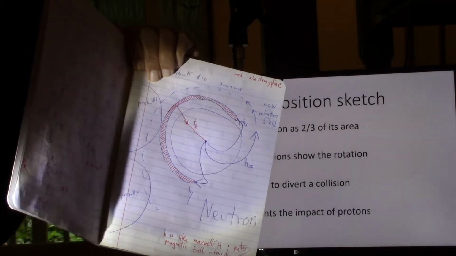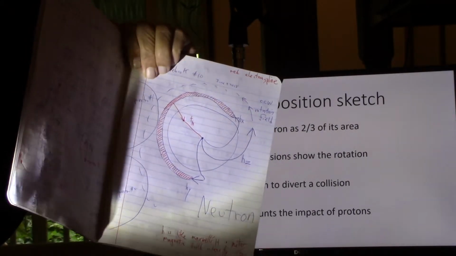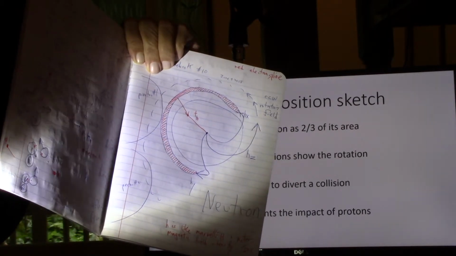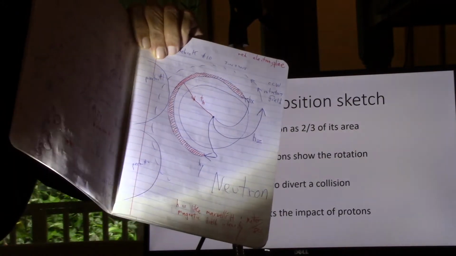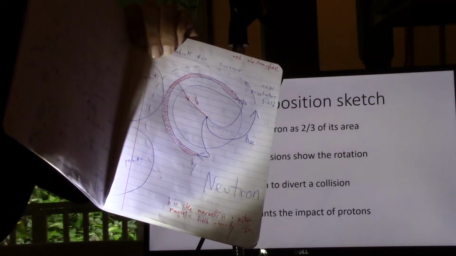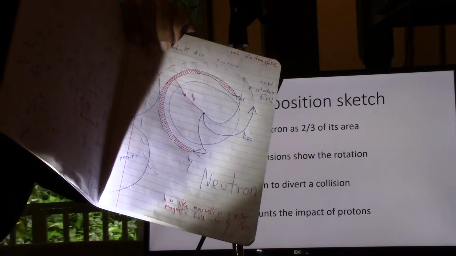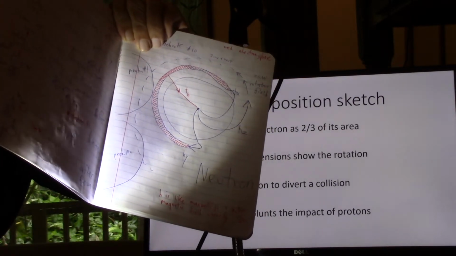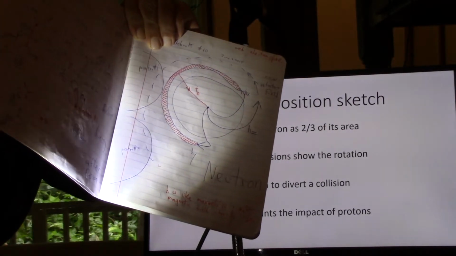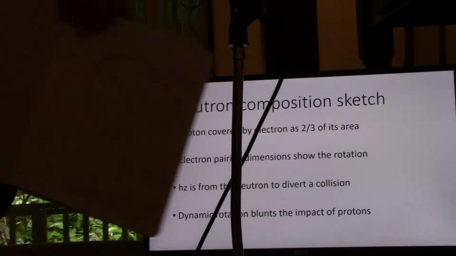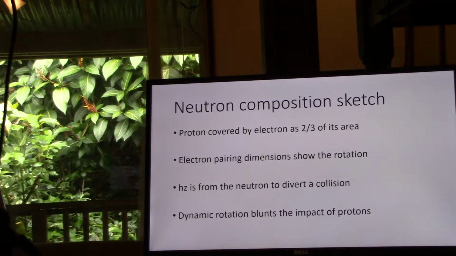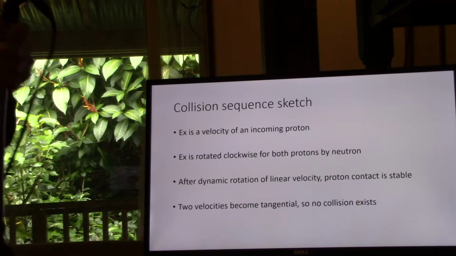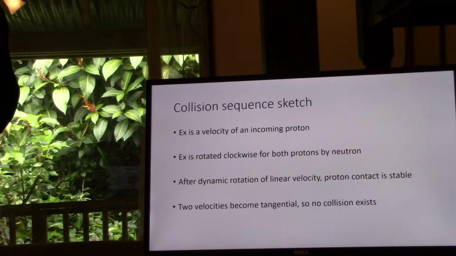2 of the space dimensions go from the proton out to the electron, and then 1 dimension in red comes in from the electron to the proton, and the 4th dimension leaves the neutron, making a rotation field so that other protons on the left can get rotated by 90 degrees. So the point is here that what I'm going to talk about next is the collision sequence sketch. So we're almost at the end of this presentation.